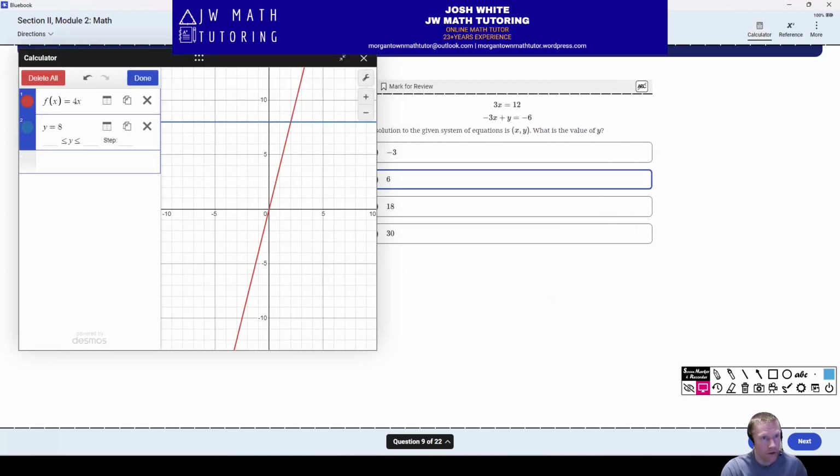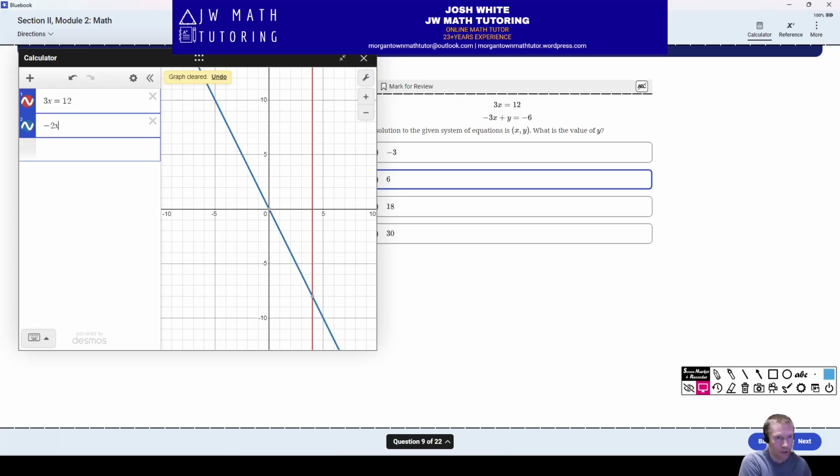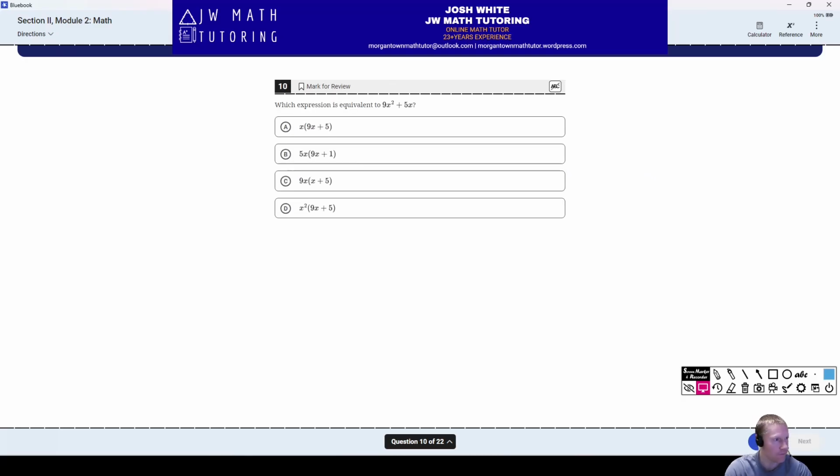Now, with a system of equations, we can also just go straight to the Desmos graphing calculator. Where do they intersect? Okay, they intersect at the point here, 4 comma 6. We want the y value, which is 6, so this just confirms correct answer is letter B.